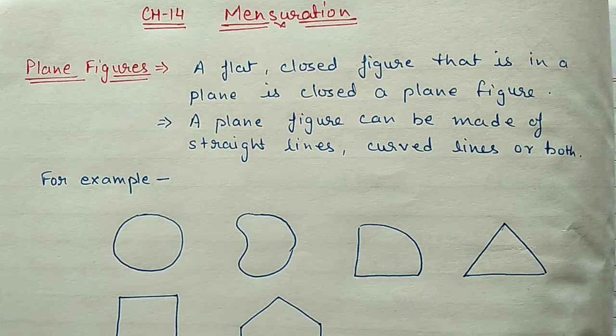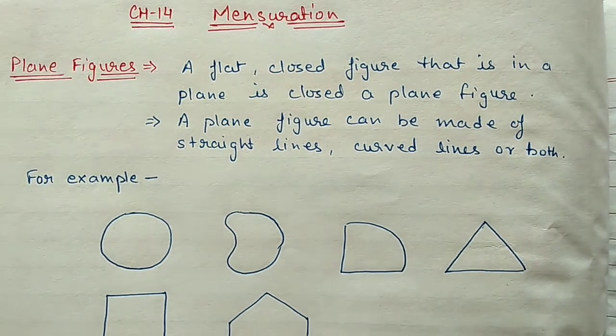Students, today we are going to start chapter number 14, mensuration. In this chapter you will learn about the perimeter and area of plane figures. So first we will discuss what plane figures are. Any flat or closed figure that is in a plane is called a plane figure.